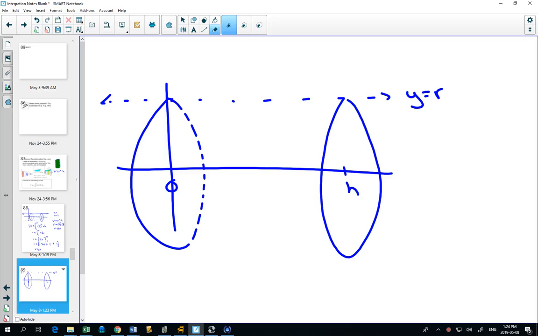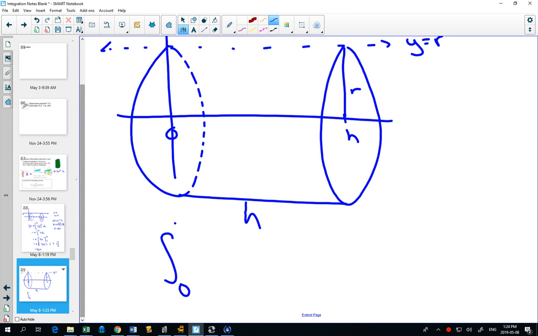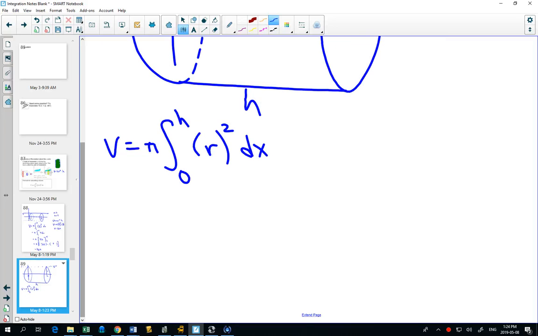Perfect. And I draw this. Can you see that this is a cylinder with a radius r and a height h? Yes? And if I do the formula now, the formula says we need to go from 0 to h. My volume will be pi radius, because that's my function, squared. And so what will I get?